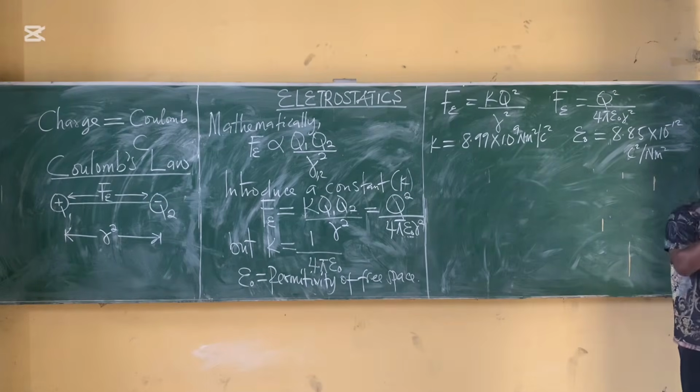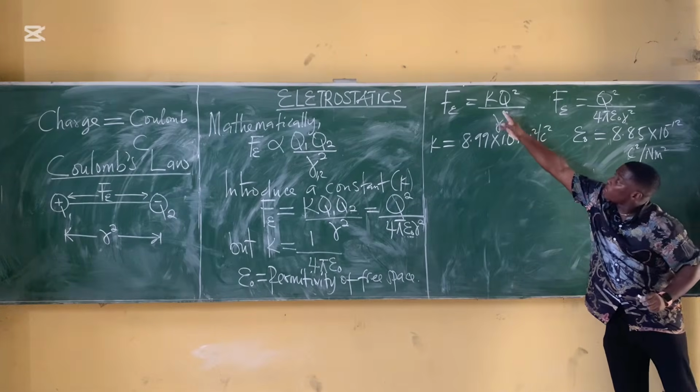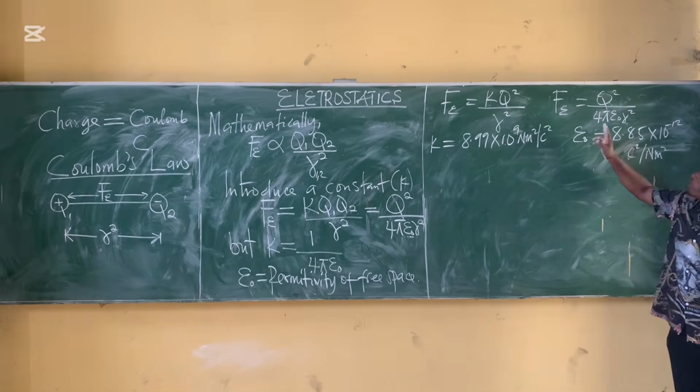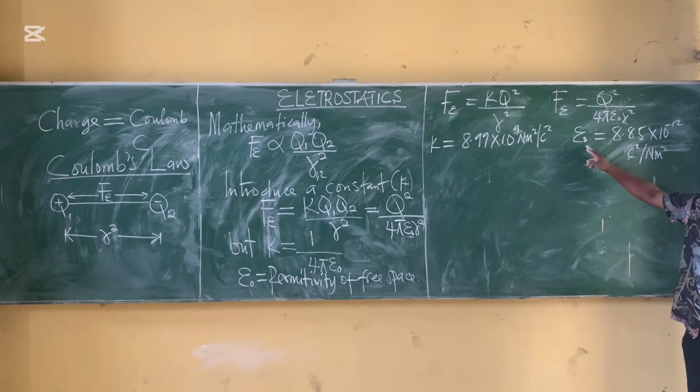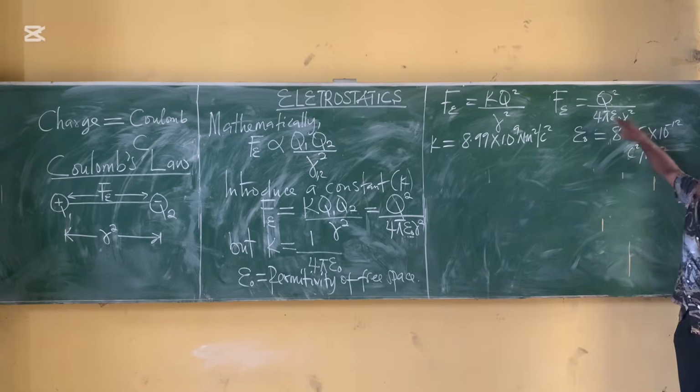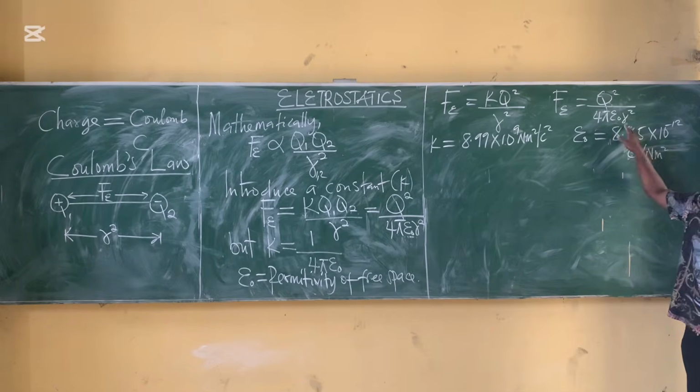But to be specific, you use K Q squared over R squared whenever they give you the constant K. If they do not give you the constant K, but they give you the constant E naught, which is the permittivity of free space, then you know that what you're using is Q squared over 4 pi E naught R squared. Please take note of this.